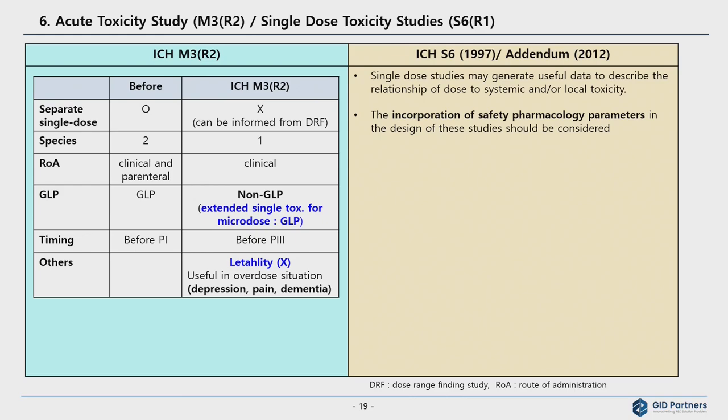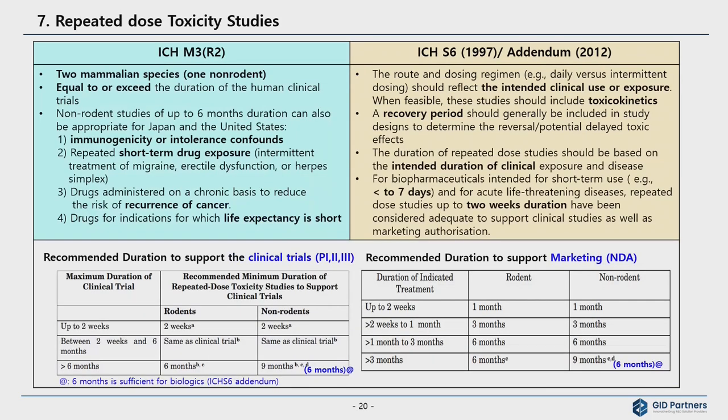Extended single dose toxicity study: for the microdose in the clinical study, the single dose toxicity study is done. And of course, in this case, the GLP compliance is needed. For the repeated dose toxicity studies, actually, it provides a lot of information. In the non-clinical stage, two species need to be used, and the duration should be equal to or exceed the duration of the human clinical trials.